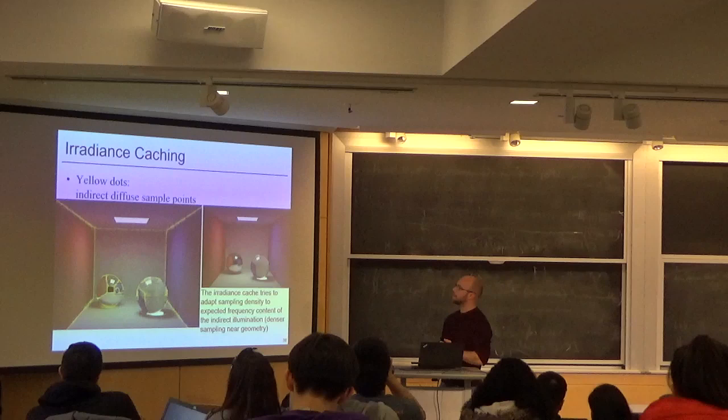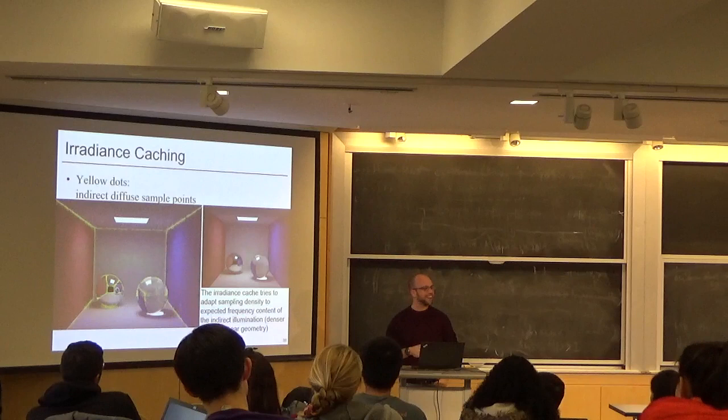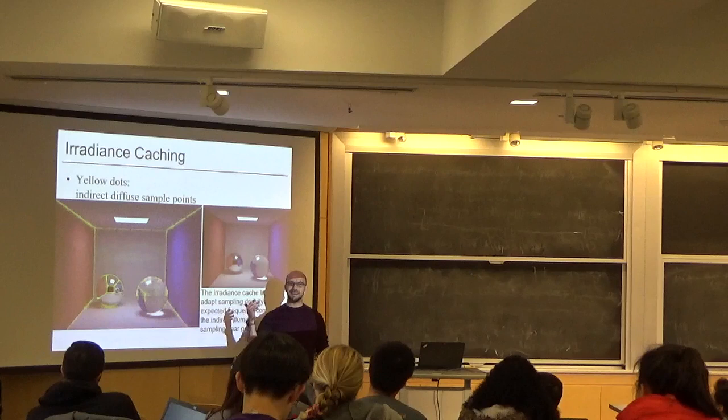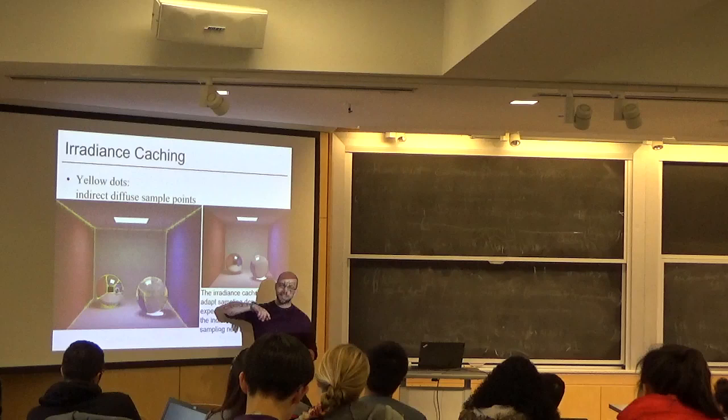So here's a pretty common one. In irradiance caching, by the way, these are often multi-pass rendering algorithms. They'll maybe render kind of a boring version of the scene first to get some idea of what's going on, and then go back through and do a more detailed one. So here, at the yellow pixels, our irradiance caching algorithm has done the full global illumination calculation.